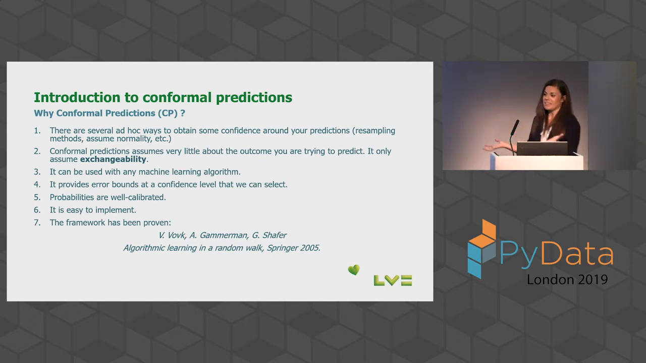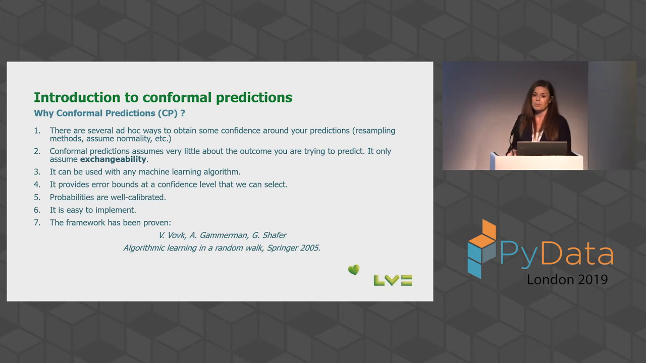Okay? So it's nothing you have to assume. On top of that, there is another good thing. You can use a conformal predictor with any kind of machine learning algorithm, so it gives you a lot of freedom. It gives you an error bound at the confidence level that you set before starting, that is also freedom and kind of confidence, but this is what we are looking for.